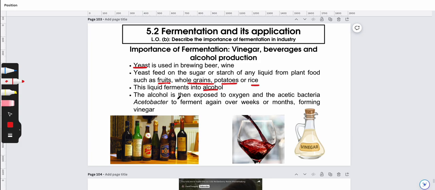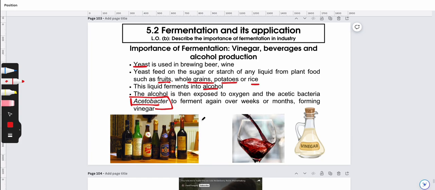Okay, and then just after that, the alcohol is exposed again to oxygen. And then we add another bacteria called acetobacter. So please take note of this, acetobacter. Why? Because we want to ferment again, for weeks or months, sometimes for years, right? The longer it is, the better it will be, and the more expensive it will be. So this is how they produce alcohol, vinegar, and also any other beverages.